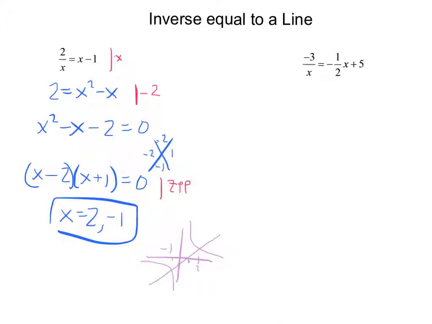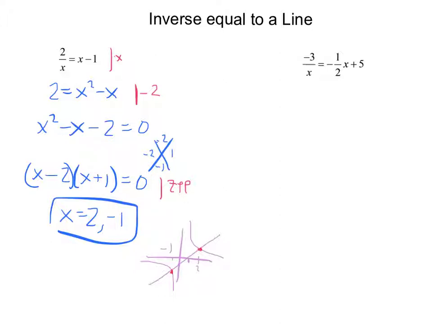And if we wanted to solve for the intersection points on these, so if these were like y equals 2 over x, y equals x minus 1, then I would have to get the coordinates for this, 2 comma something and -1 comma something. But as it is right now, this is just something that I'm solving for x.